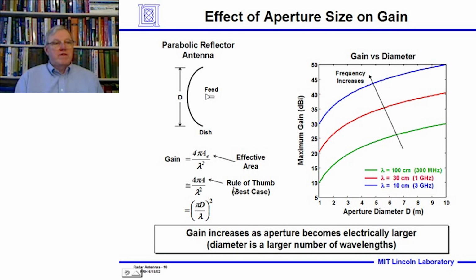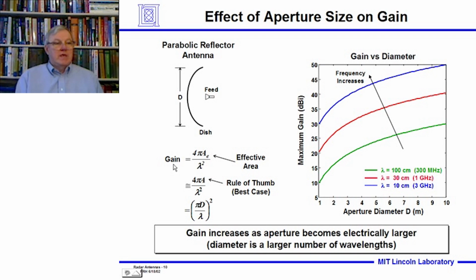And the rule of thumb in the best case is when you're very, very efficiently getting all your energy from your feed into the parabola, and the effective area of the parabola is all of the area. If you put in what the diameter is, pi d squared divided by 4, plop that all in, then you see that the gain is (pi d over lambda) squared.